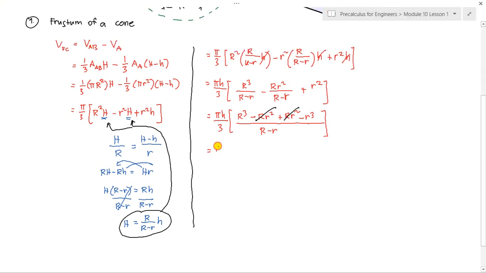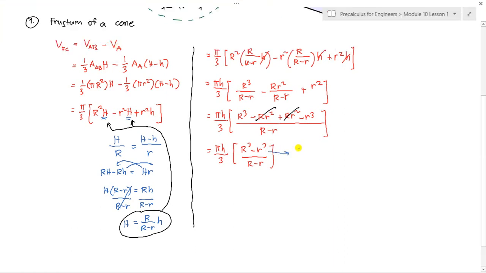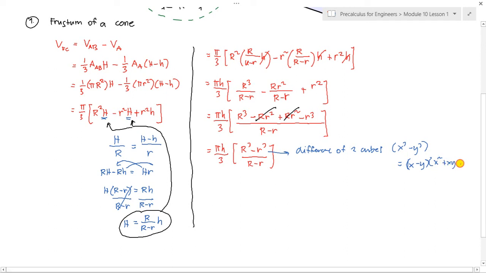So what's left is pi H over 3, then that is R cubed minus r cubed all over R minus r. As you notice, this is a difference of two cubes. If you remember, difference of two cubes, x cubed minus y cubed, the factors are x minus y, then x squared plus xy plus y squared. So we will factor it out.